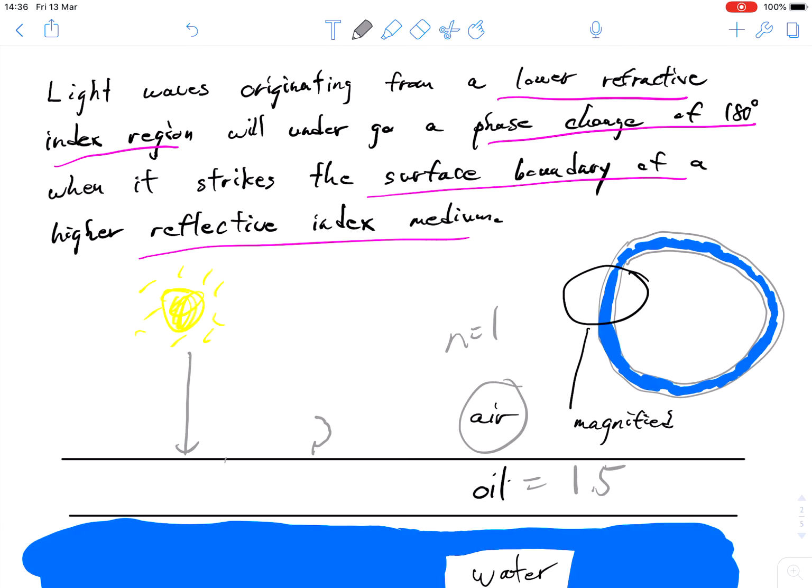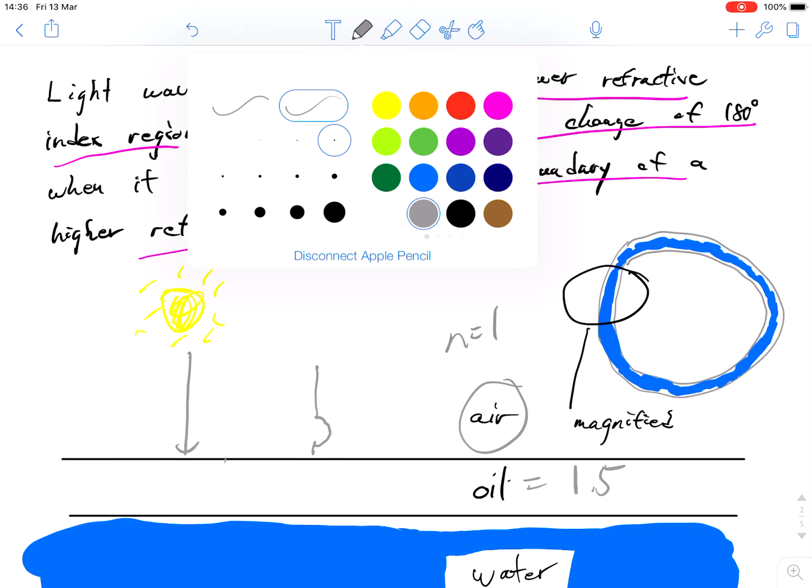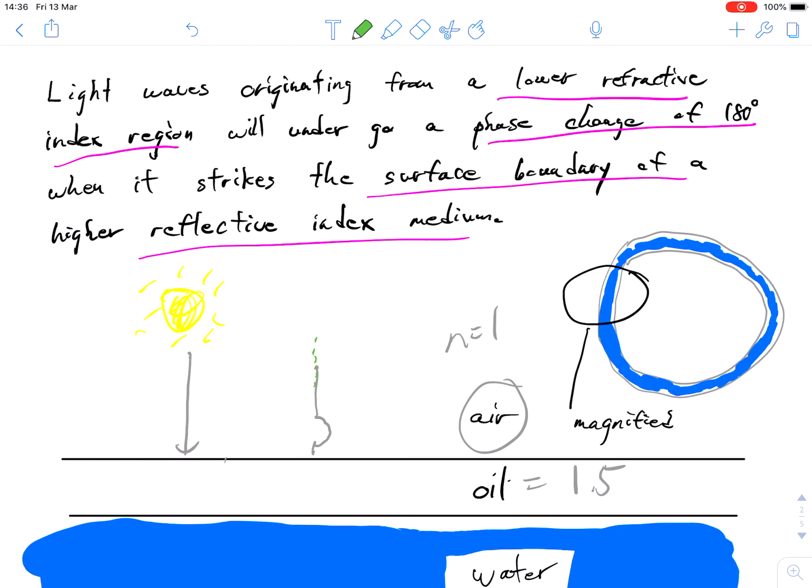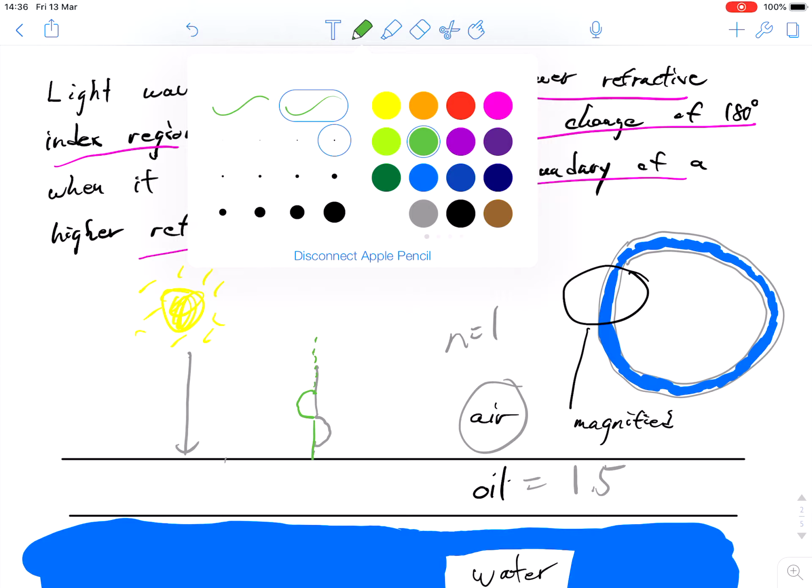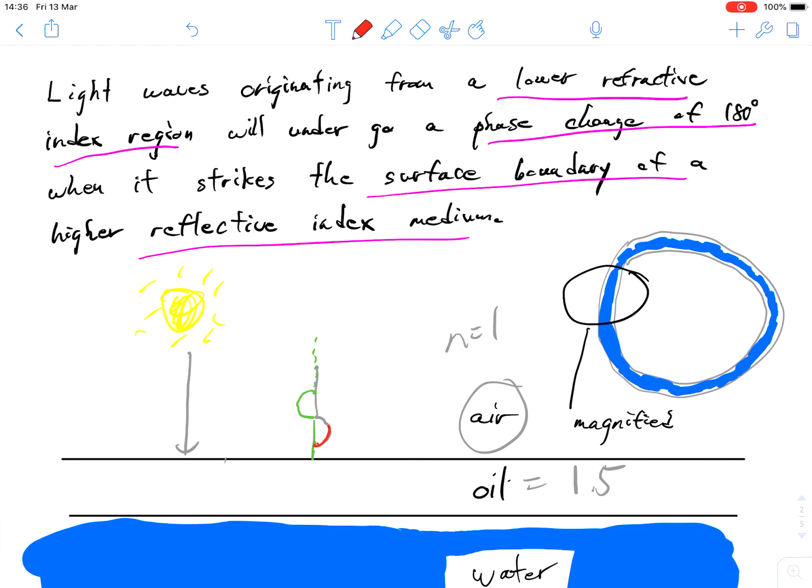Then it'll start to reflect on the other side. Let me use a different color like green. Green is the original, on this side, and red is the reflected one. It travels along the same path, but it's flipped around, so it undergoes a phase change of 180 degrees. If you think about the unit circle, 0, 90 degrees, 180 degrees, you can also consider that pi. So it's traveled pi in terms of our distance.